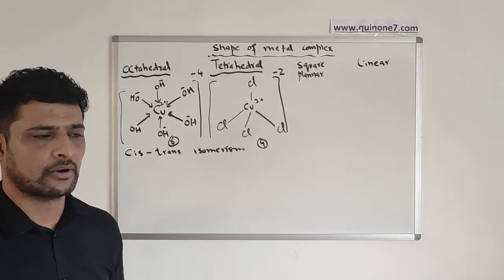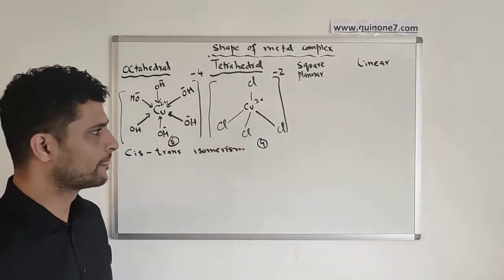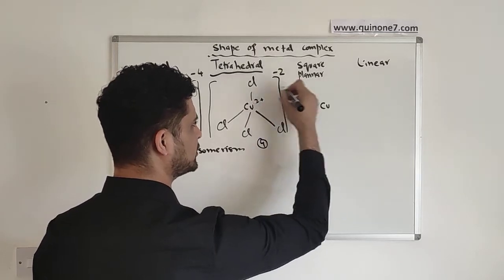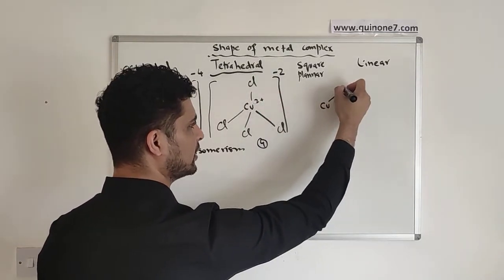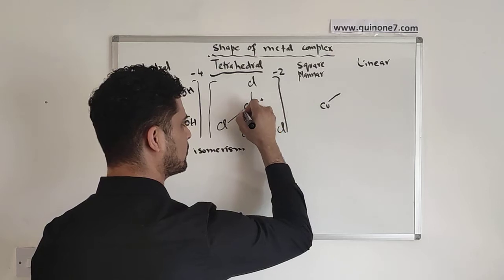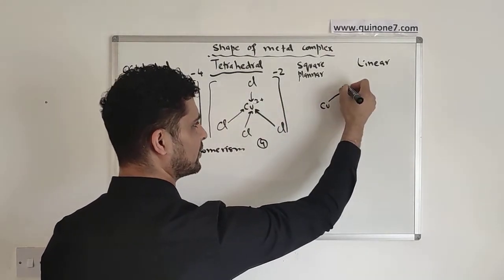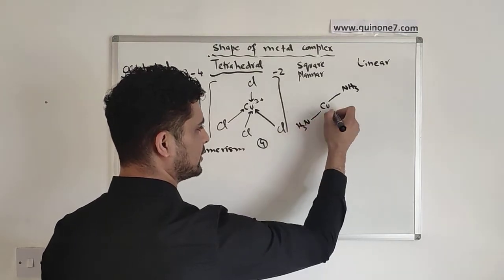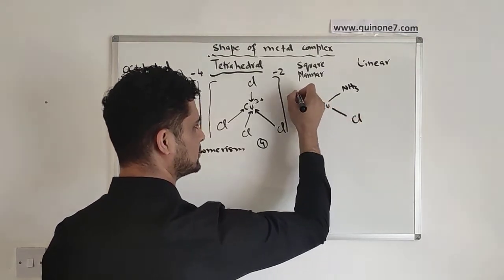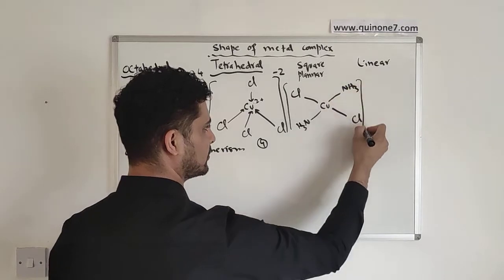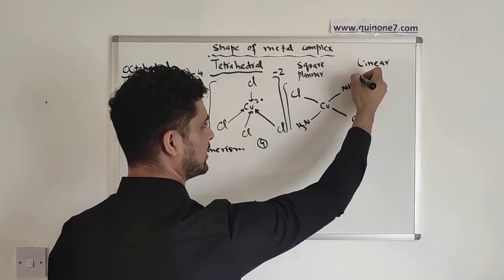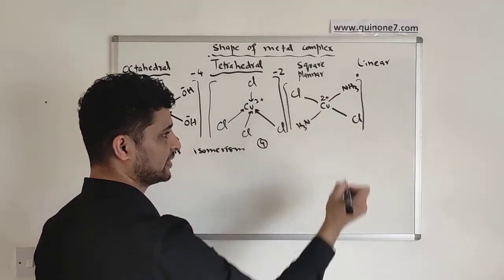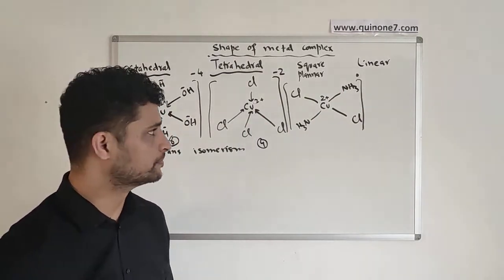Now this is just like CH4. For example, if I change two of those chlorides with NH3, and you will have NH3, NH3, and you have Cl and Cl, that will actually have 0 charge because copper is 2+ and the chlorides are -2.